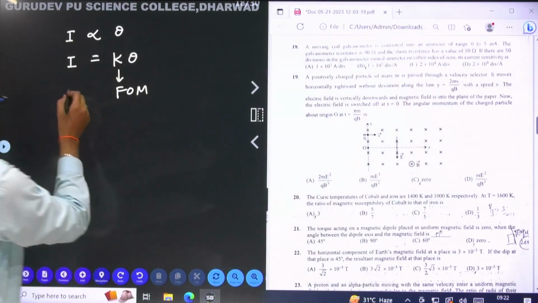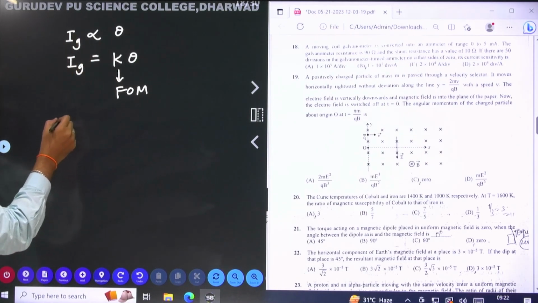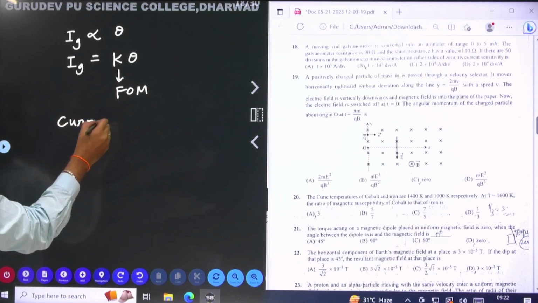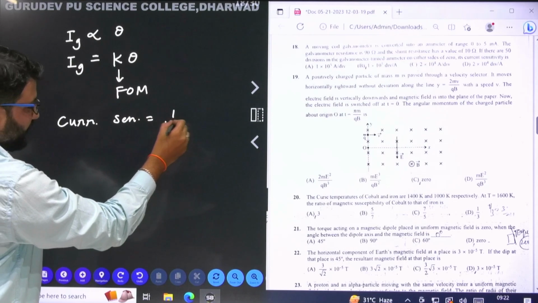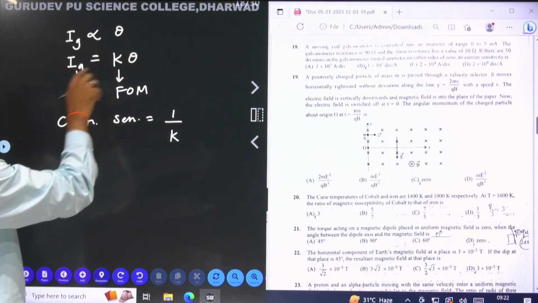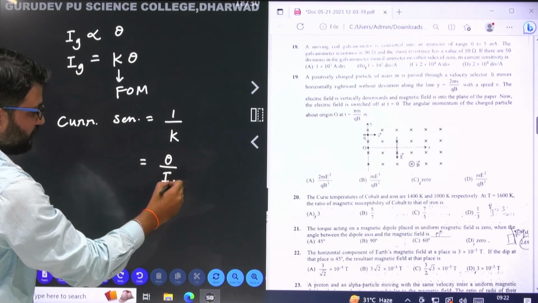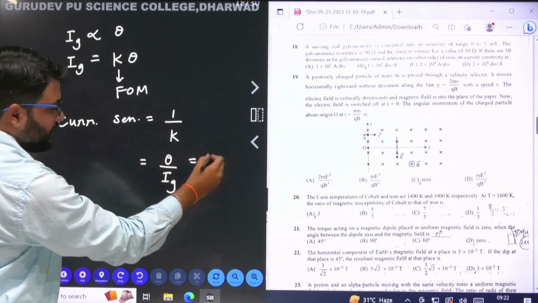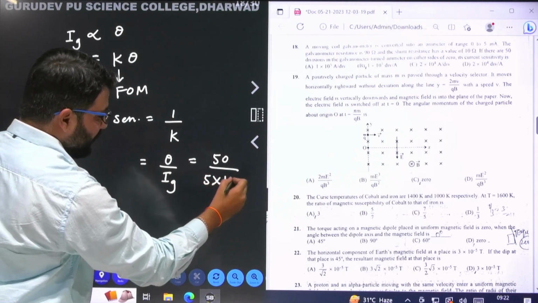As they are asking us, what is the current sensitivity? Current sensitivity is the reciprocal of figure of merit. So I would write it as 1 by K. If you take 1 by K, then your value is nothing but theta divided by Ig. So we have these two values. Theta is given to us, that is 50, and Ig value is 5 into 10 raised to minus 4.